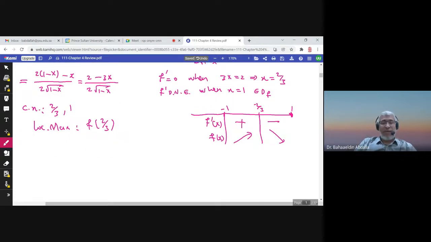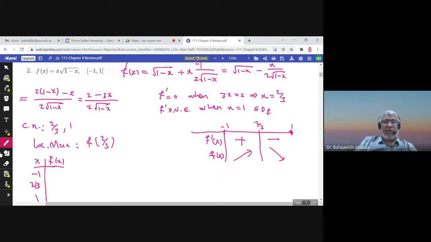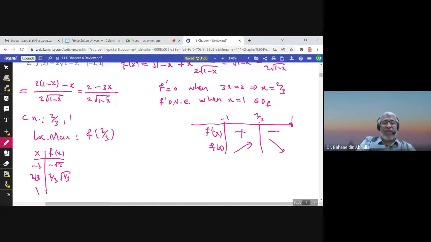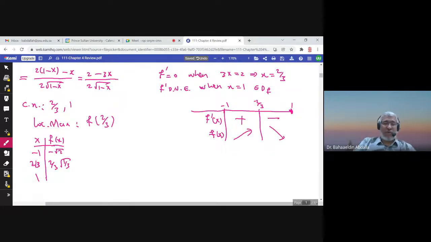Okay, what about the absolute maximum and the absolute minimum? I have negative 1 and 1, the endpoints of the interval, and I have 2 over 3. And now I need the function. Yeah, this is the function. Replace x by negative 1. 1 plus 1 is 2, so this is negative square root of 2. At 2 over 3, it is 2 over 3 times square root of 1 minus 2 over 3, that's 1 over 3. At 1, it is 1 minus 1, that's 0 times 1, 0.